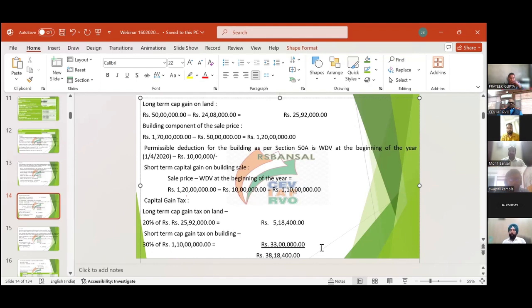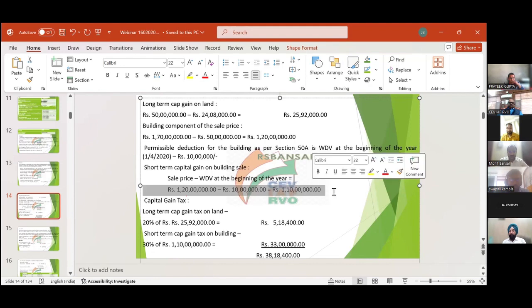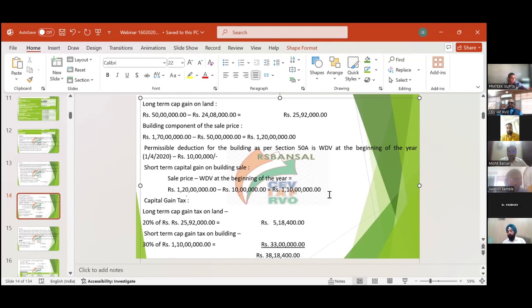As far as valuation is concerned, your job ends here. You need not calculate indexation. You need not calculate capital gain. It is the duty of the chartered accountant or accounting persons, basically. So this is the most important thing. Whenever you are doing the valuation of a company, you have to check whether they have been availing depreciation in their books of account and what is the written down value of the building in their books of account. That is the most important thing.